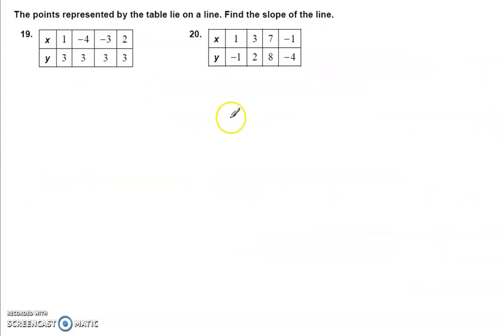Boom. Last couple problems I'm going to do for this review here. Notice that the change in y here is 0. So it doesn't matter what the x is, it's going to come out to be 0. So the slope is 0 for this one. M equals 0. On number 20, the change in y from negative 1 to 2 is 3.